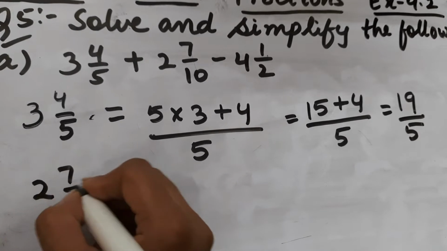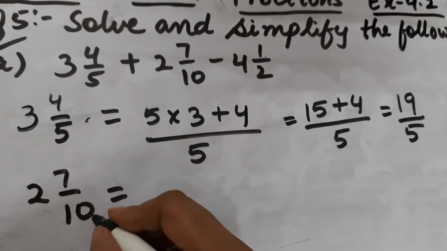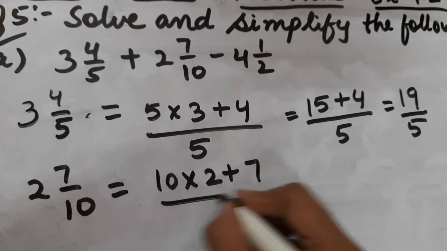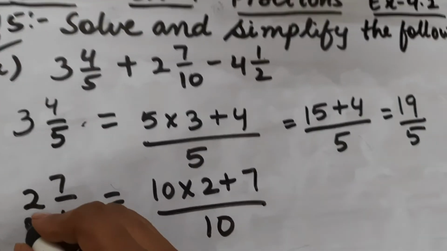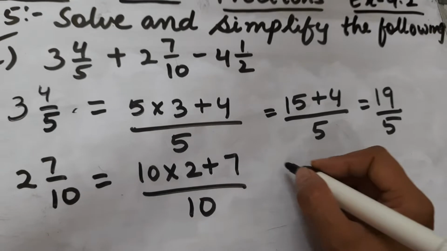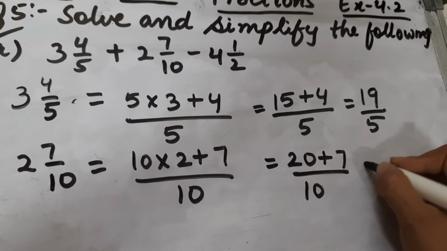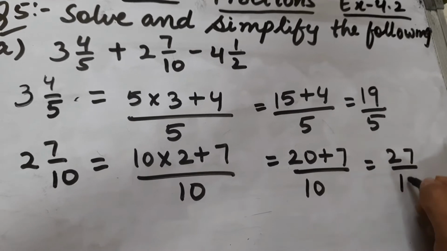Next is 2 7/10. 10 multiplied by 2 plus 7 upon 10. Multiply the denominator by the whole number part and add the numerator to it. So this will be 20 plus 7 upon 10, which is 27 upon 10.